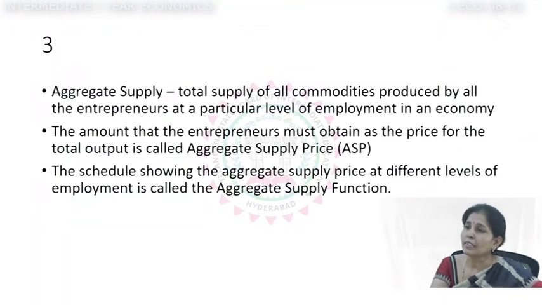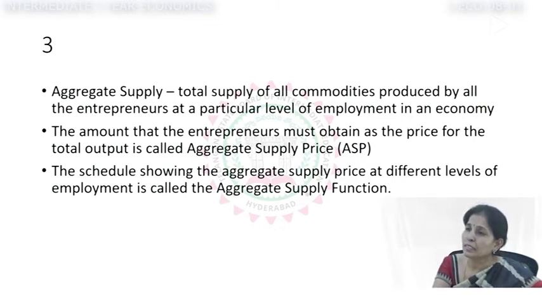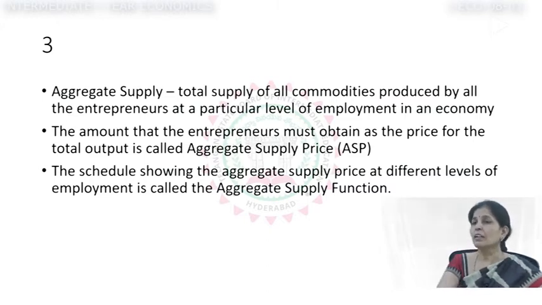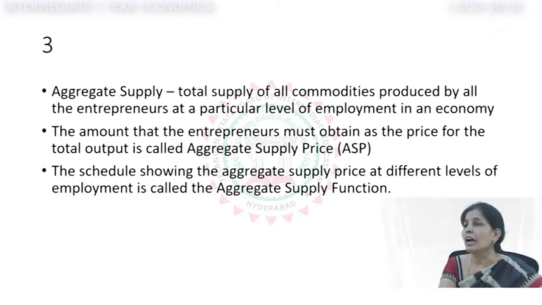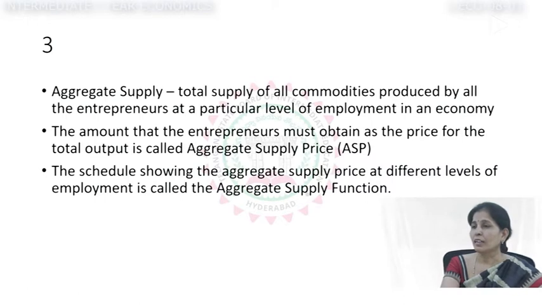The next one is aggregate supply, which is the total supply of all commodities produced by all entrepreneurs at a particular level of employment. Here we consider that entrepreneurs will be supplying different volumes of goods at various levels of employment. That is aggregate supply. Once they supply the commodities, they receive some amount, which is considered the aggregate supply price. It is the amount that entrepreneurs must obtain as the price for the output they are supplying in an economy.